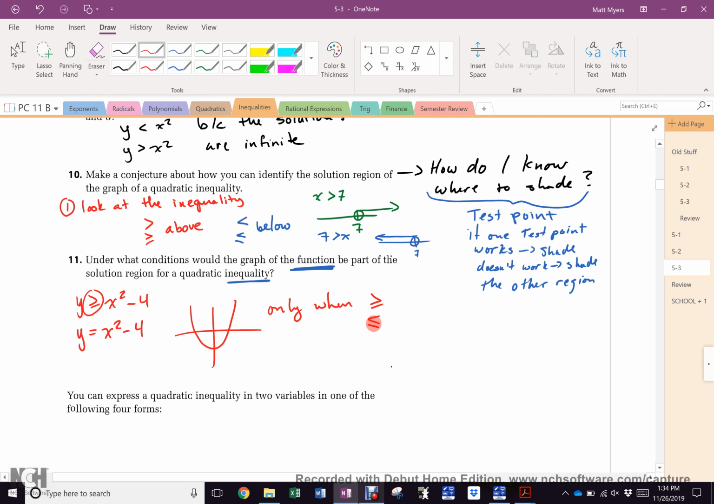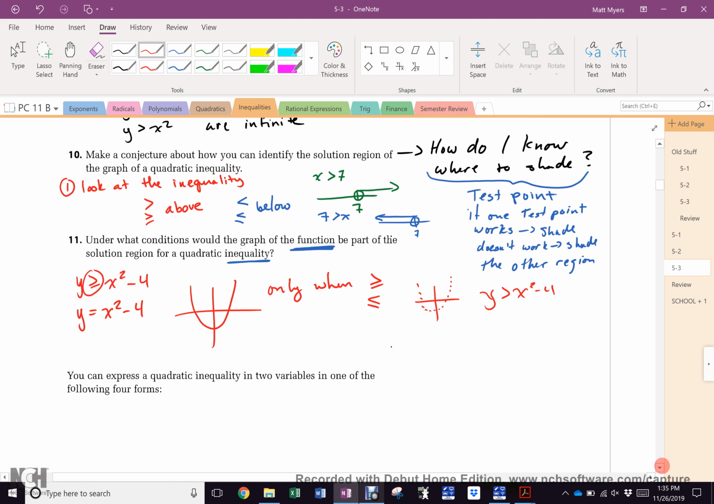So I must need a way, just like with the line, to know that this line isn't part of the solution. Preston asked about it yesterday, and I said he's just getting a little bit ahead of himself. What do we have to do? Break it up. If it was y is greater than x squared minus 4, then it would have to be dotted. Everybody cool?